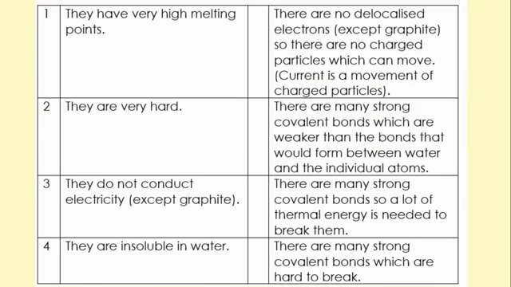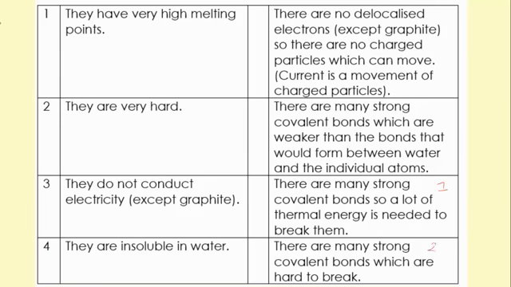So the first task for you to do is copy down the sentences on the left, the statements about their properties, and then match them up with the reason for that property. Have a go at that, pause the video, and then I will go over the answers. Okay, so they have very high melting points, which links with this one. That's number 1. There are many strong covalent bonds, so a lot of thermal energy is needed to break them. They're very hard. The reason for that is that there are many strong covalent bonds which are hard to break.